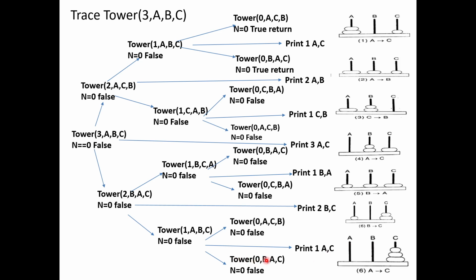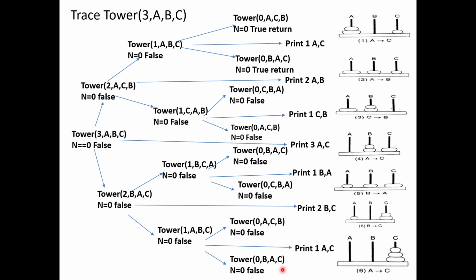Tower 0, B, A, comma C. So all the disks are moved successfully from pole A to C. At any step, you have to keep this in mind. Smaller disk can be placed over bigger one, but vice versa cannot. After the completion, you have to make sure that all the disks are placed from source in the destination disk. So source was A, destination is now C. All the disks are properly arranged.